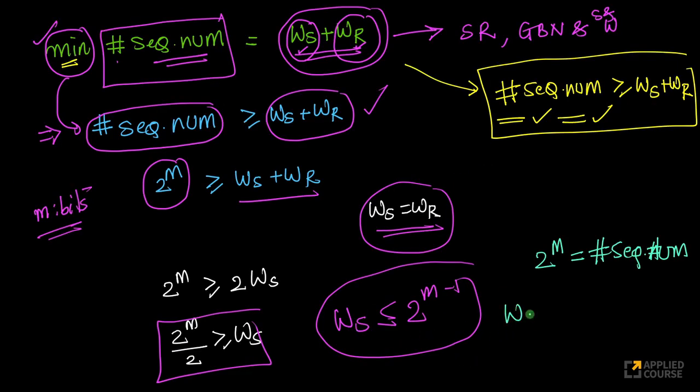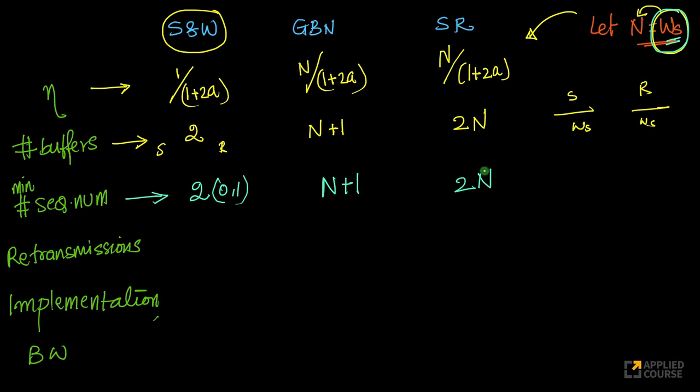Very simple, right? ws by 2 is less than or equal to 2 power m. I just took this, so from this equation, I can write that ws by 2 is less than or equal to the number of sequence numbers. Which means the minimum sequence number that I have here, 2 power m minus 1, right? Which means by 2. So this is 2 into ws, because this is 2 power m by 2. If I take this 2 on the other side, I get 2 into ws. I'm sorry. That's why I get 2n here, not n by 2.